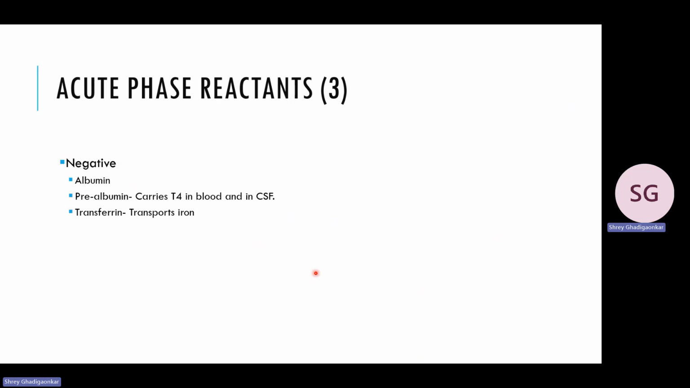And finally, you have the negative acute phase reactants. One of the most important ones is albumin. As you know, albumin has a lot of functions. It's the major determinant of oncotic pressure in the blood. It acts as a protein reserve, and it also carries positively charged molecules like calcium, for instance, or certain drugs. You may also have prealbumin. So this carries T4, which is the thyroxine hormone, in blood as well as in CSF. And transferrin, as mentioned, transports iron.